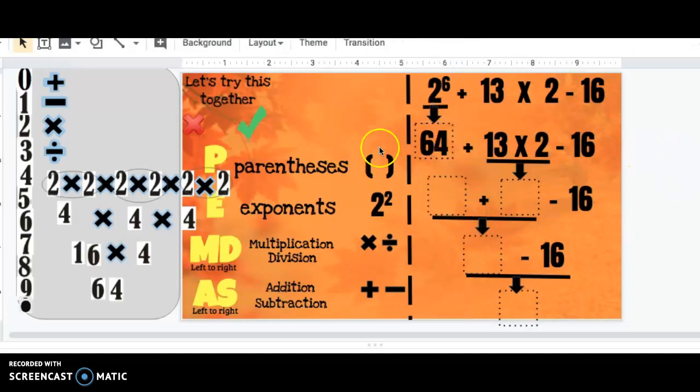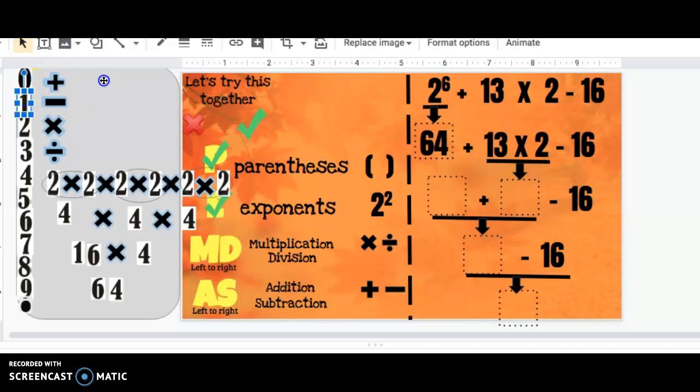So now I look and I see I don't have parentheses. This is my new problem right here. So I had solved the exponents, so that can get a check. Now that I don't have exponents, I'm moving on to multiplication and division. I have an addition sign, a multiplication sign, and a subtraction sign. So I know that I'm multiplying. So I have to do 13 times 2.